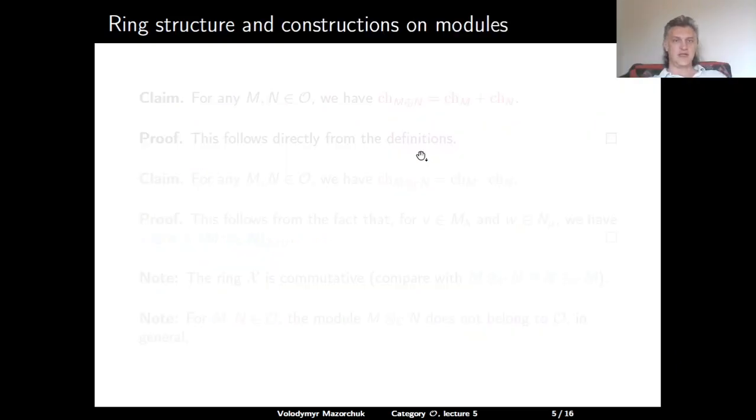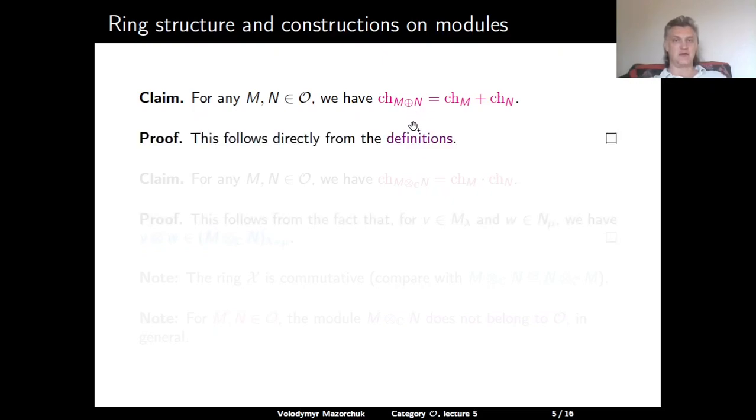Let us now discuss the connection between the ring structure on X with certain constructions on modules. Our first observation is that for any pair of modules in category O, the character of the direct sum of these modules is equal to the sum of the characters of the individual summands. This follows directly from the definitions. A more interesting observation is that for any pair of modules in O, the character of the tensor product of these modules is equal to the product of the characters of the individual factors.